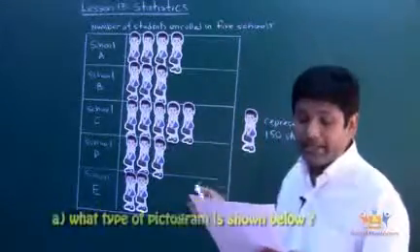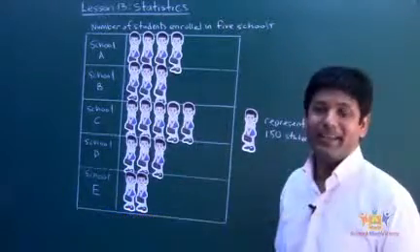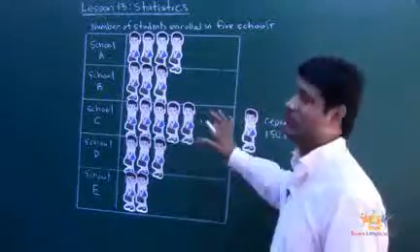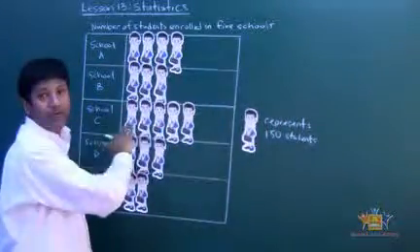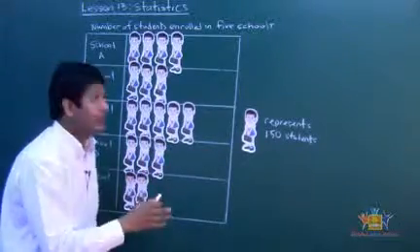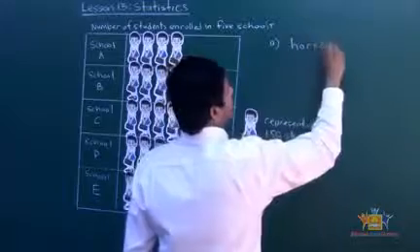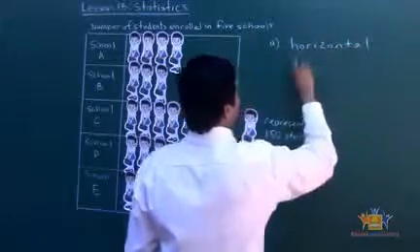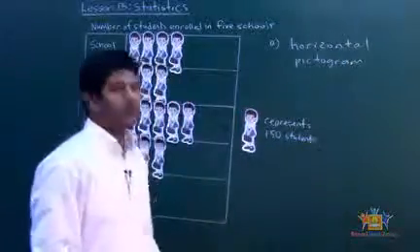Now, what type of pictogram is shown below? Which is shown on the board. Very good. It's horizontal. You notice that? All the data are arranged in a horizontal way. So for A, it's a horizontal pictogram. Okay, see that? Horizontal.